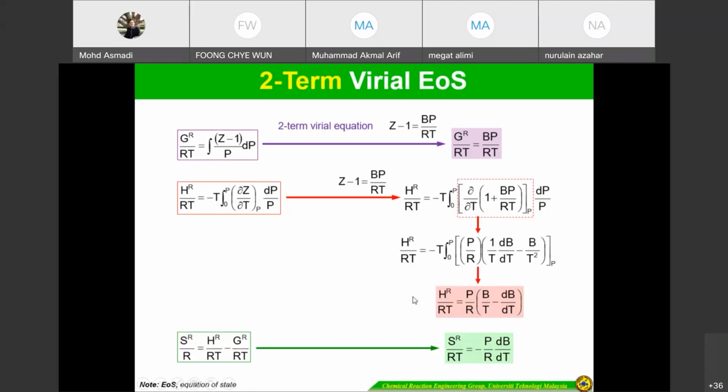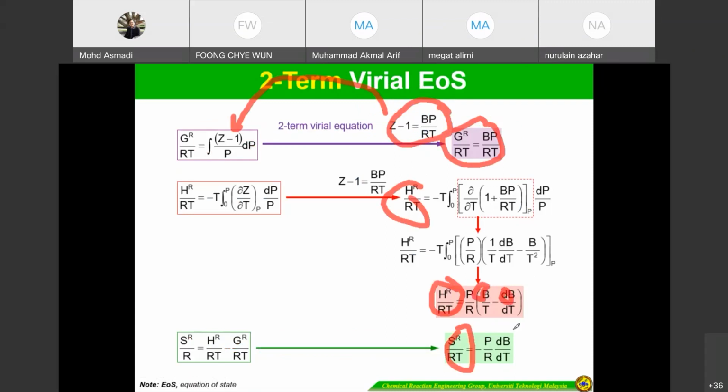Okay, so let's see the two terms. The two-term equation is the expansion from the previous equation in chapter 3. Just substitute into this equation. If you look at here, that Z minus 1, because generally Z is equal to 1 plus BP. Just substitute into this one so you can get GR. Similarly also for HR and also SR.